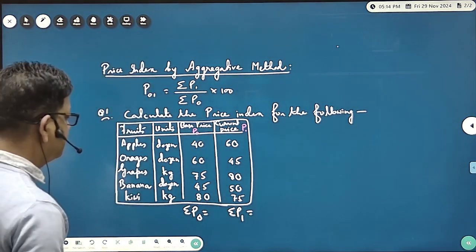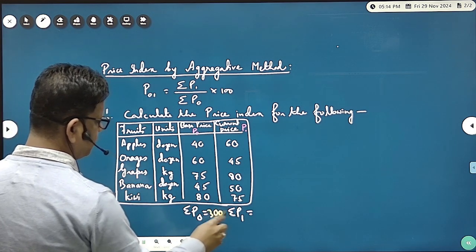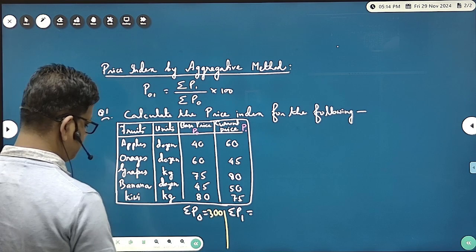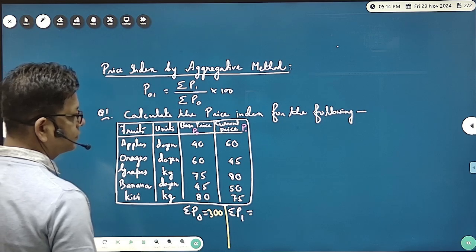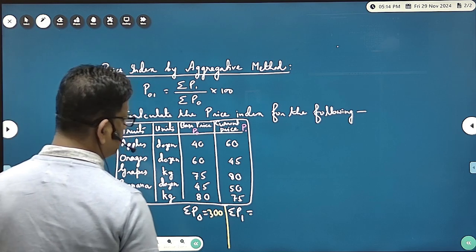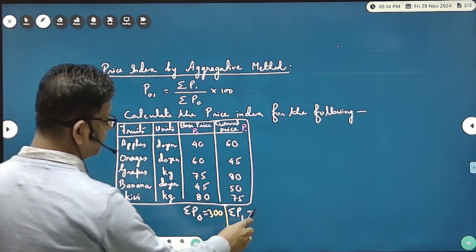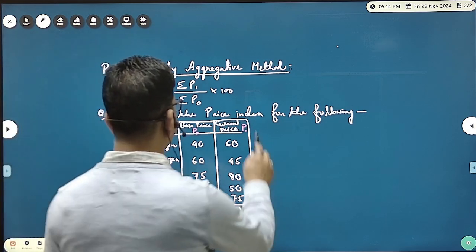How much? 100, 180, 300. So this is 300. What about that? How much? 60, 300, 310. Okay. Now, the question is to calculate the price index.